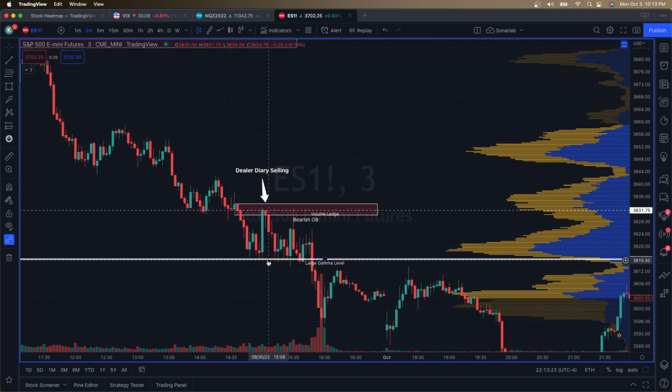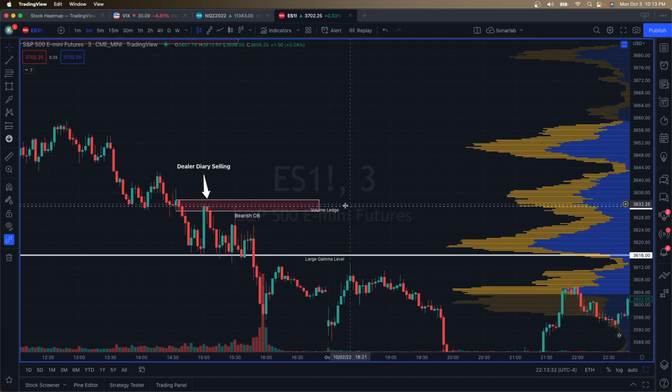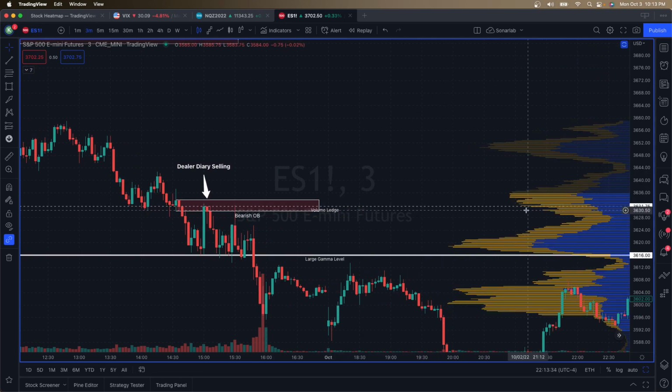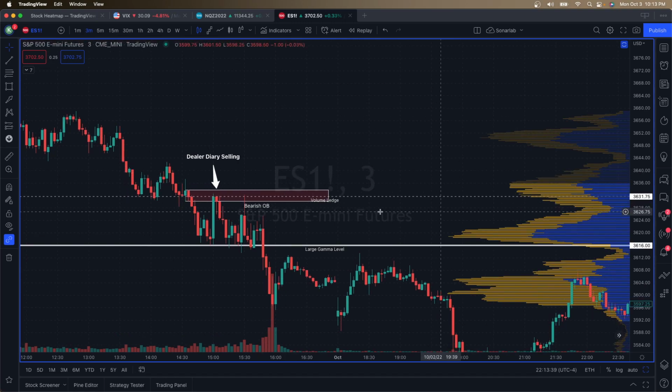So at this point, when we have this break of structure, we have a break, we have a new high, and then we have another break. We create a fair value gap right here off of that movement. I highlighted this dotted line, which shows this volume ledge, which can help us with precision entries. On top of that, we had a large gamma level that was right here.